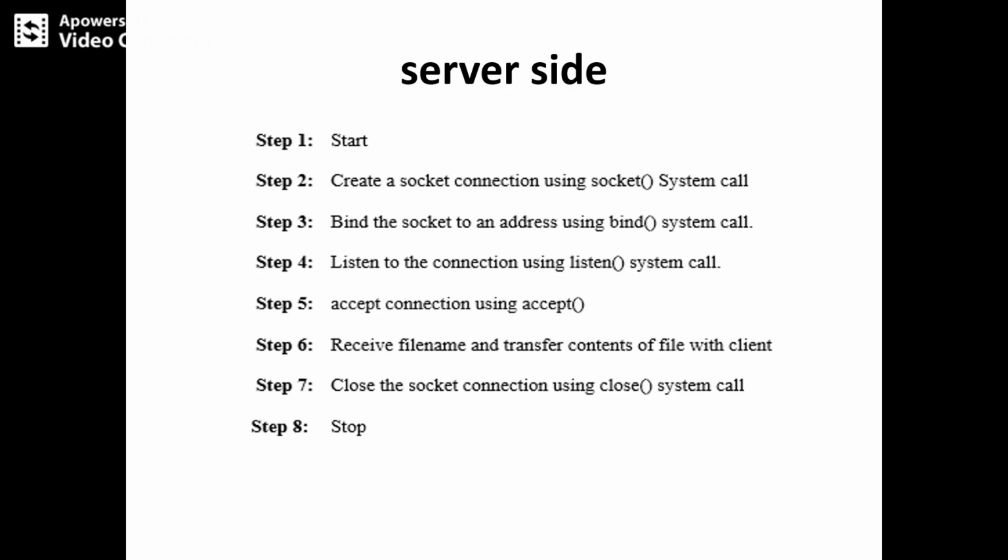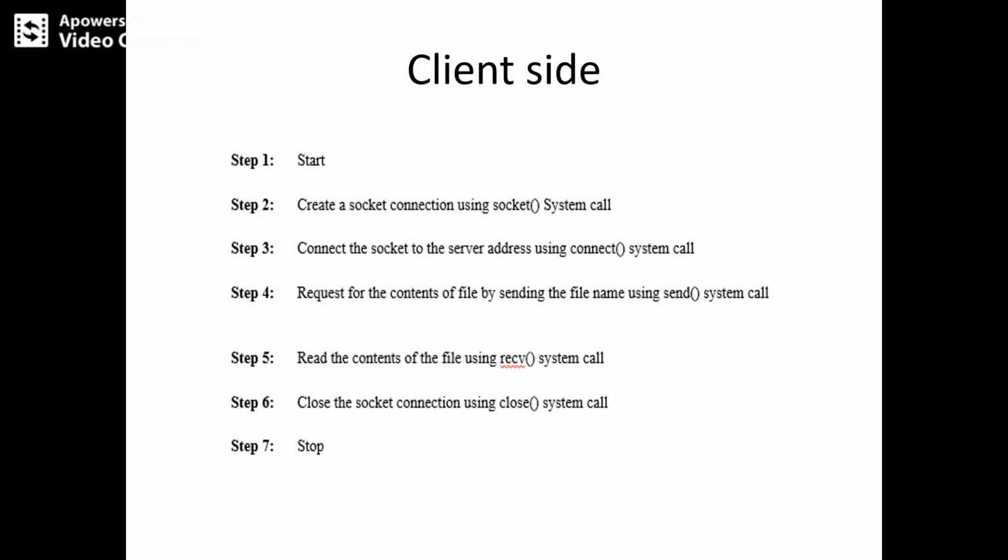So this is the algorithm step. Start, create a socket connection using the socket system call, bind the socket and address using the bind system call, because we need to set an address for the particular socket with the help of a port number. Listen for the connection using the listen call, accept. By that time the server is ready for acceptance. Receive the file name, transfer the content of the file to the client, close the socket connection using the close system call, and stop. Now the other side is the client.